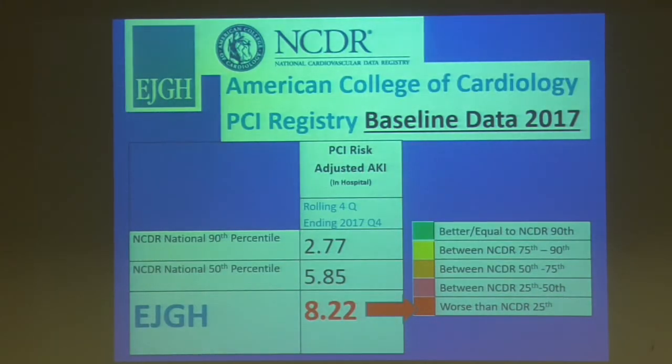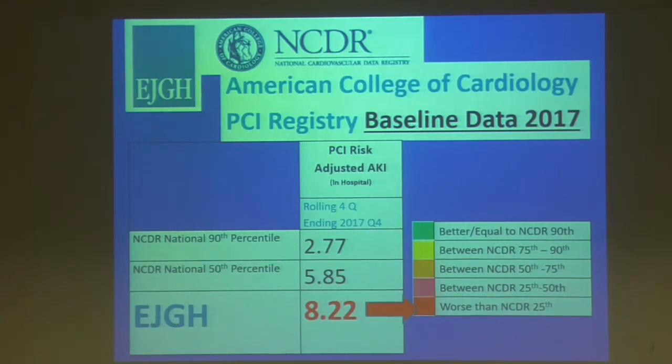East Jefferson participates in the American College of Cardiology's National Cardiovascular Data Registry for PCI. So every patient who has a coronary stent here in our facility is entered into this national data registry. This allows us to examine our PCI outcomes each quarter, and very importantly, provides a national benchmark where we can compare our performance against peers and the nation.